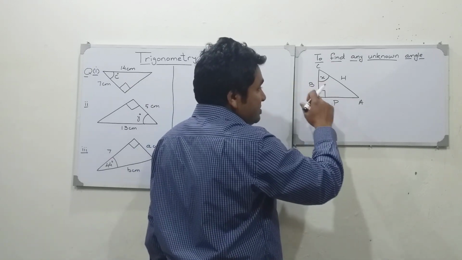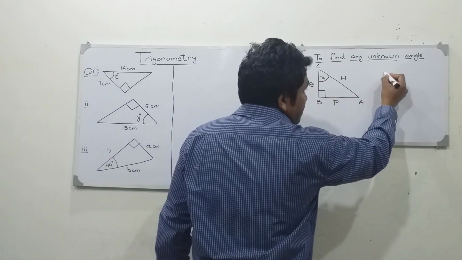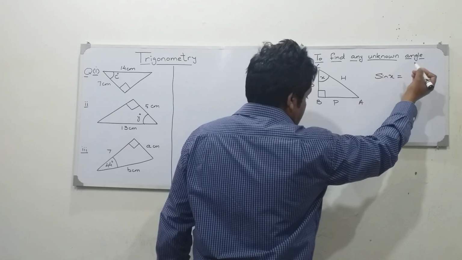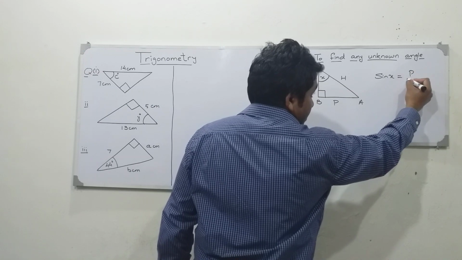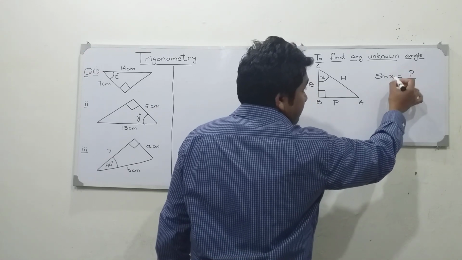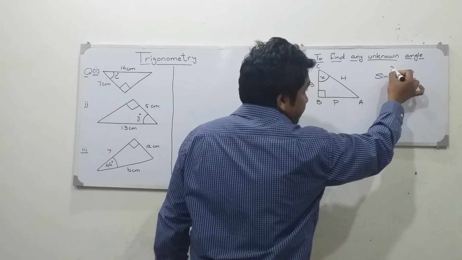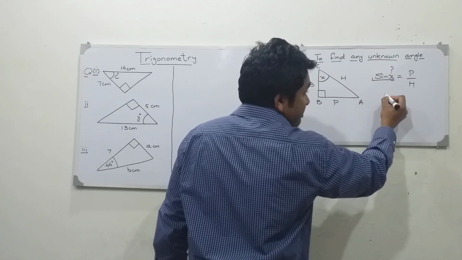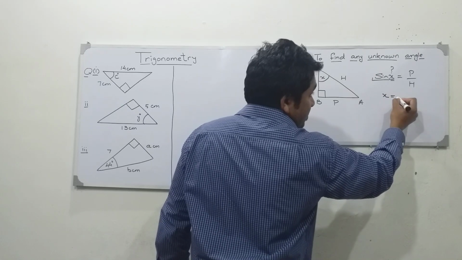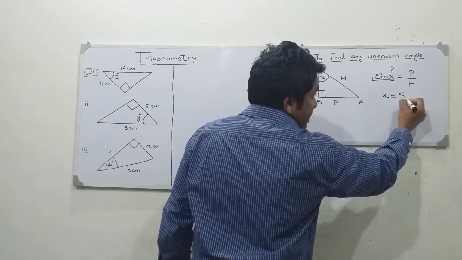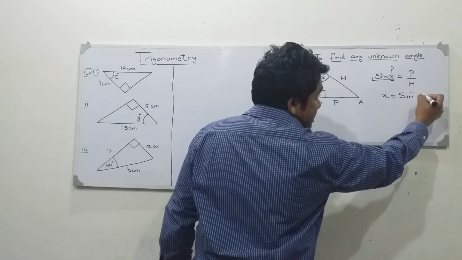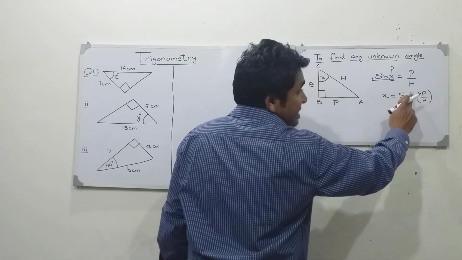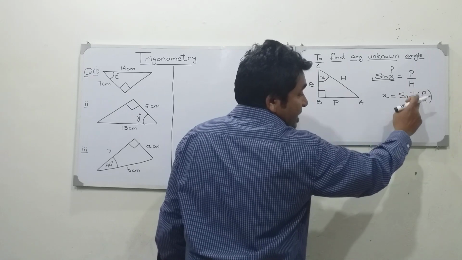Now according to this triangle, if we take the ratios, as we know, sine x is equal to perpendicular over hypotenuse, and what is our objective? We are supposed to find this angle. So we will take this sine to the other side, and it will become x is equal to sine inverse of perpendicular over hypotenuse.